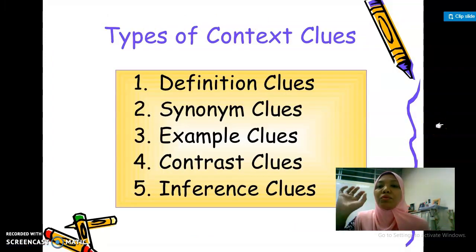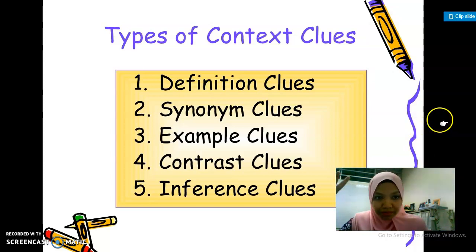Now, there are a few types of context clues: definition, synonym, example, contrast, and inference. Let's go through the different types one by one.